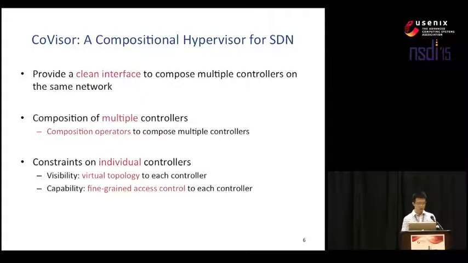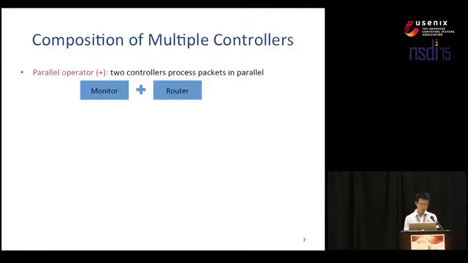Now let's go into more details. We provide three operators to compose multiple controllers. The first operator is the parallel operator, which allows two controllers to process packets in parallel. For example, many times we want to have a monitor controller to monitor our network and have a router controller to route packets at the same time. This can be very naturally expressed by a parallel composition of a monitor controller and a router controller.